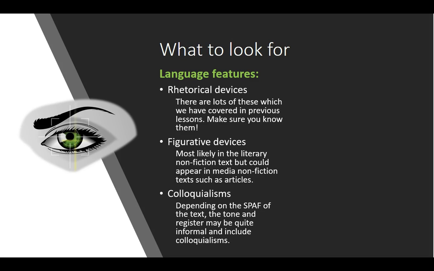Look for colloquialisms. Again, this is where you need to be clear about the SPAF, the subject, the purpose, the audience and the form of the text that you're dealing with, because quite a lot of these non-fiction texts, depending on the purpose and the form and equally the audience, will have a more informal tone and register, and that will be created through the inclusion of colloquial words, phrases, everyday idioms, those kinds of things. So look out for those as well, and again, they're probably worth commenting on if they're in there.